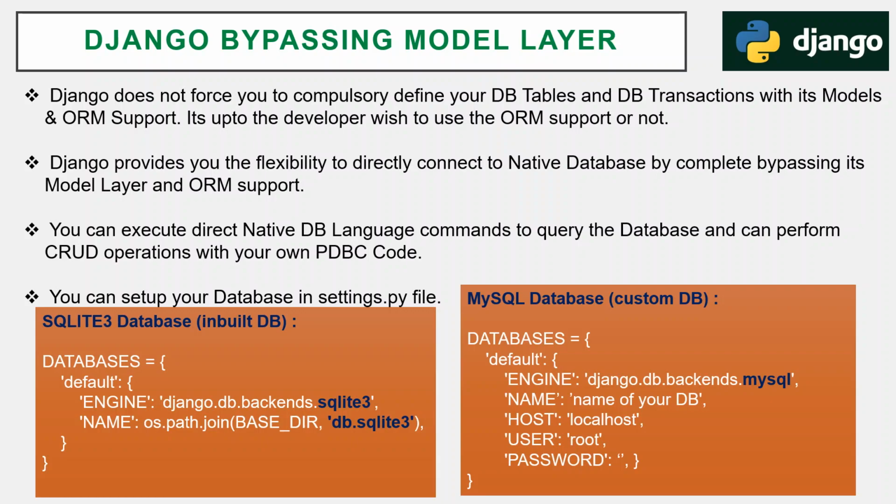Now, in our last class, we had included the model layer, right? We defined a database table by writing code in the models.py file and then registering that model to the admin page. All those things we saw. So that means we are taking the ORM support by defining our models in the models.py file.